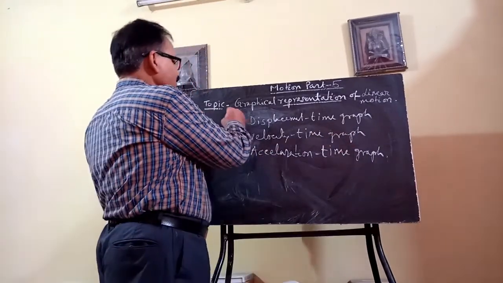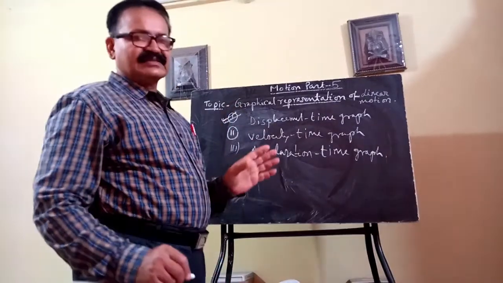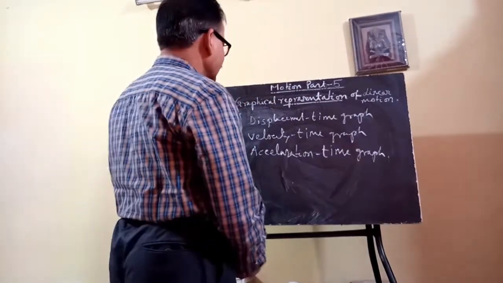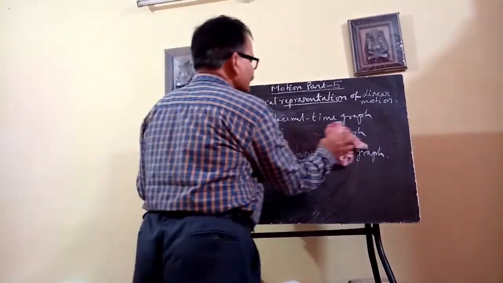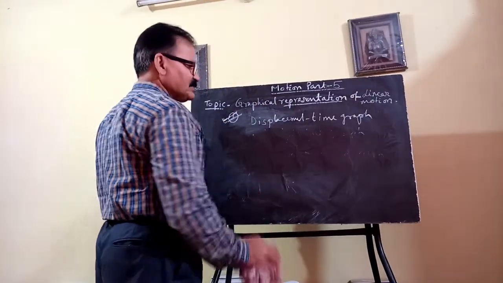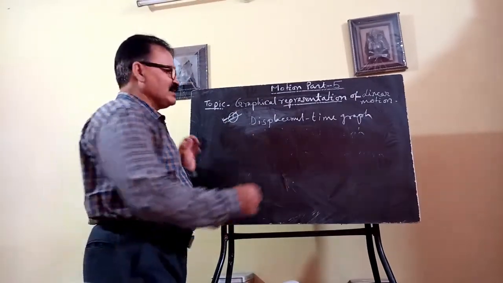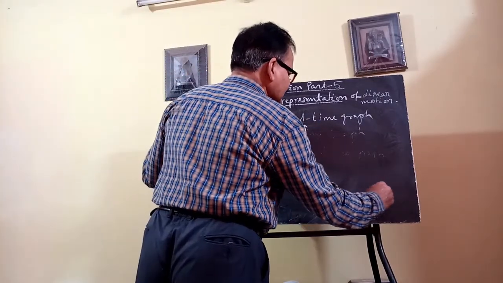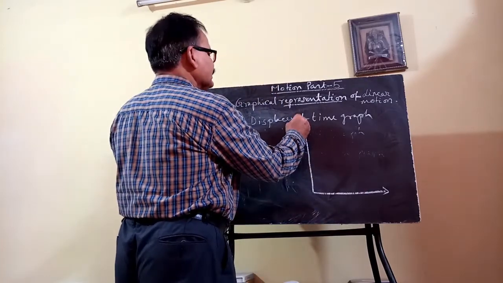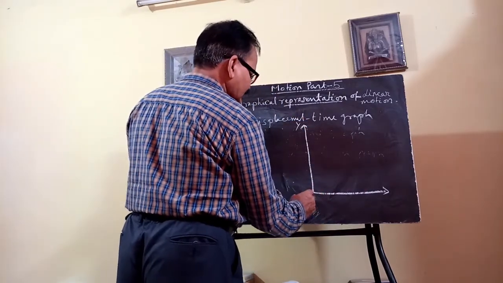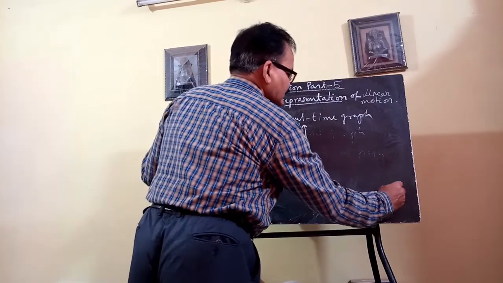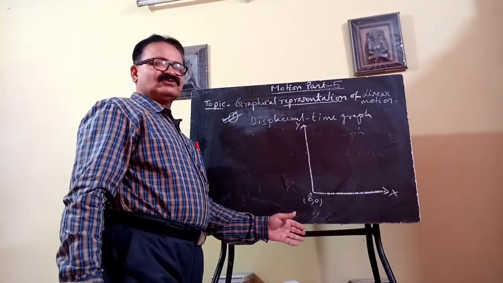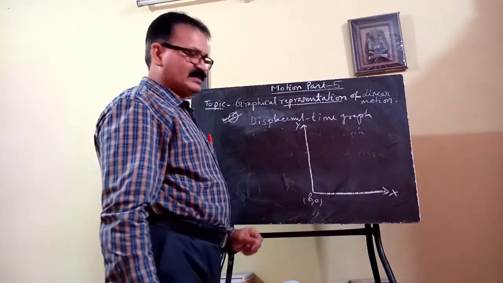First of all I will explain the displacement time graph. In the displacement time graph, the displacement is represented along the y-axis. This is your y-axis. This is the origin, O. This is your x-axis. So X dash and Y dash are the two Cartesian axes, where O represents the origin.